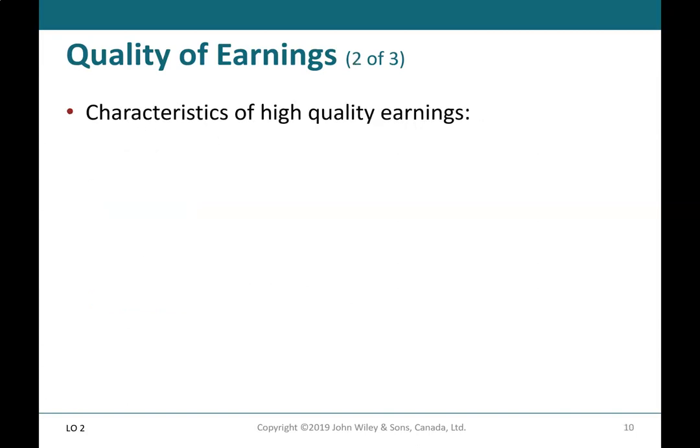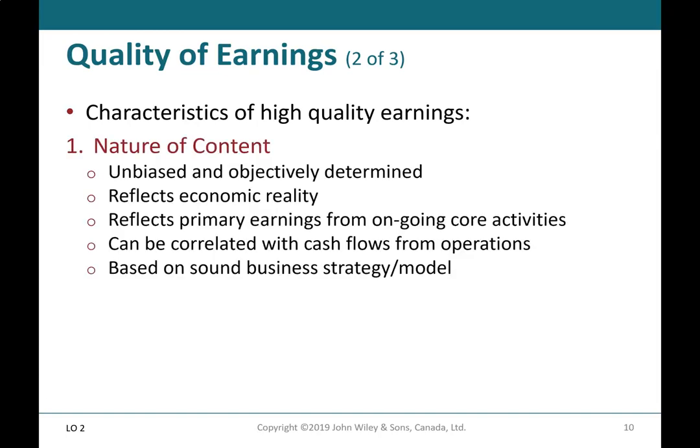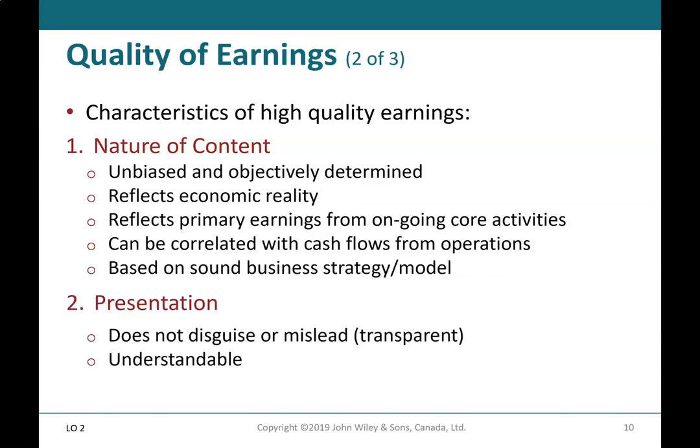Quality of earnings, 2 of 3. Characteristics of high-quality earnings. 1. Nature of content: unbiased and objectively determined. Reflects economic reality. Reflects primary earnings from ongoing core activities. Can be correlated with cash flows from operations based on a sound business strategy or model. 2. Presentation: does not disguise or mislead. It's transparent and understandable.